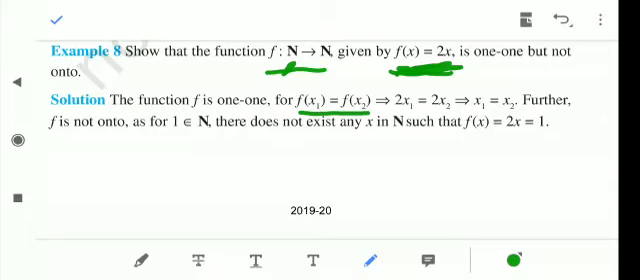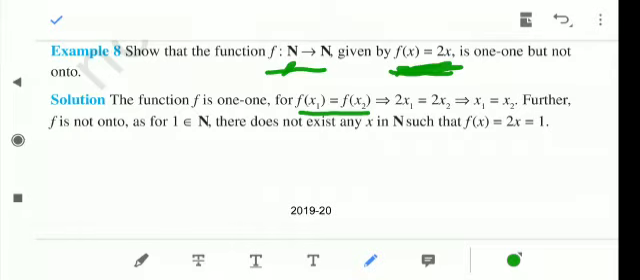It means if we have taken two values x1, x2 in the domain of the function and their images are the same, that is f(x1) equal to f(x2), it is possible only and only when x1 equal to x2. It means two different elements of the domain have the same image only when these two elements are equal. Therefore we say the function is 1-1.